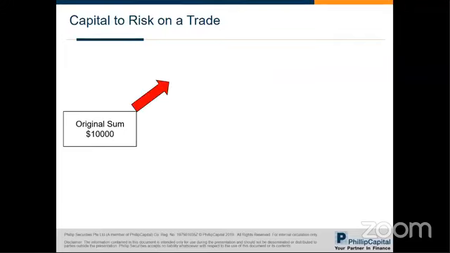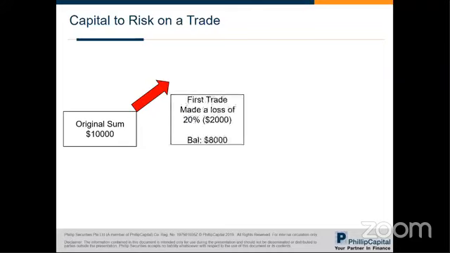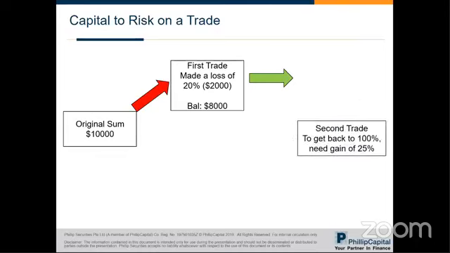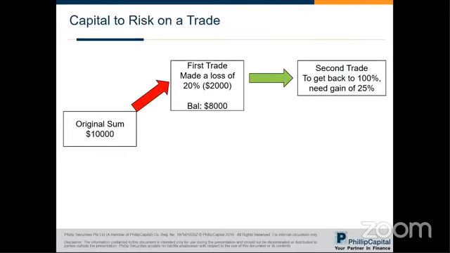So the original sum I put into my trading account is 10,000. Let's say my risk, my capital to lose, is 20%. In the event I hit the stop loss, I will be making a loss of $2,000. So in order to make back this $2,000 out of your 8,000 capital left, you need to gain an additional 25% in order to get back to 10,000.